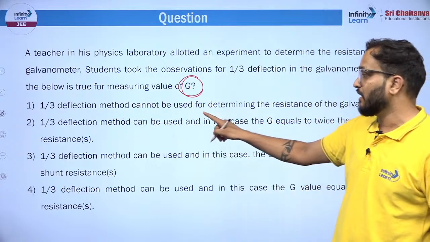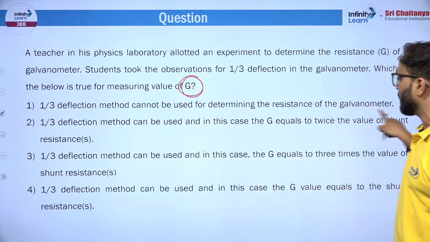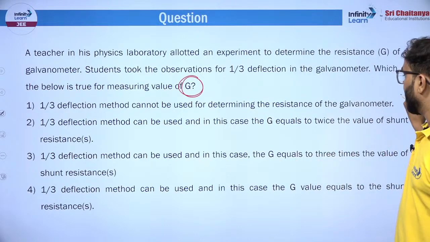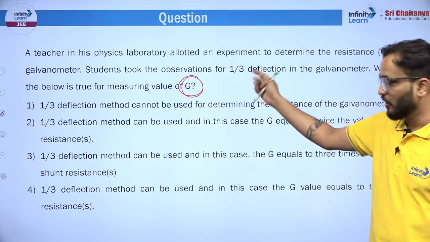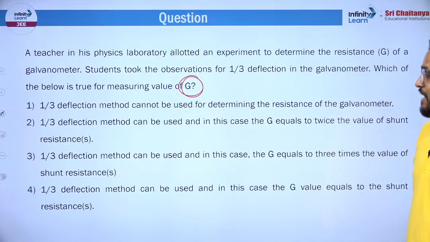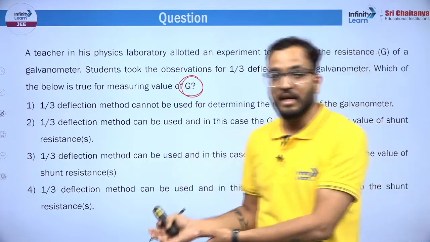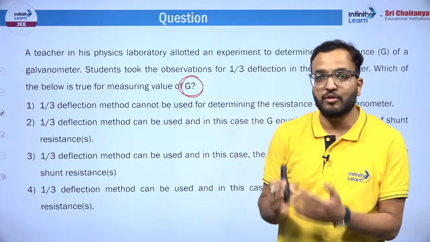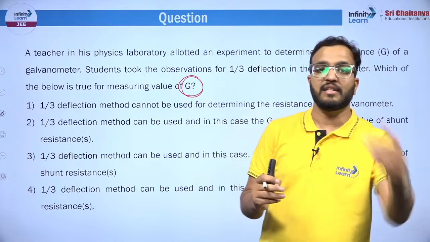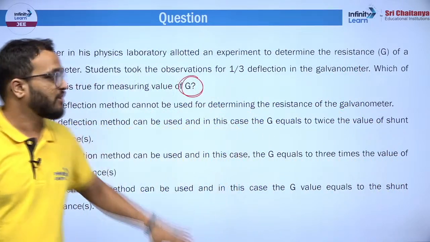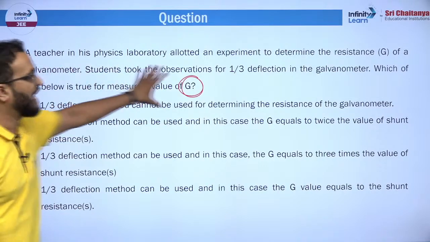1/3 of the deflection method cannot be used for determining the resistance of the galvanometer. Okay, let's wait. पहले तो हमें पता करना पड़ेगा can we use this technique or not. 1/3 of the deflection method can be used and in this case G equals to twice the value of the shunt resistance. ओके तो दूसरे ऑप्शन में बोल रहा है कि 1/3 मेथड यूज हो सकता है और अब गैल्वेनोमीटर का जो रेजिस्टेंस है वो बोल रहा है शंट रेजिस्टेंस के 2 टाइम्स होगा, मतलब हमको हिंट मिल रहा है क्योंकि जब हमने क्वेश्चन पढ़ा था तो यहाँ बिल्कुल ये क्लैरिटी नहीं है.